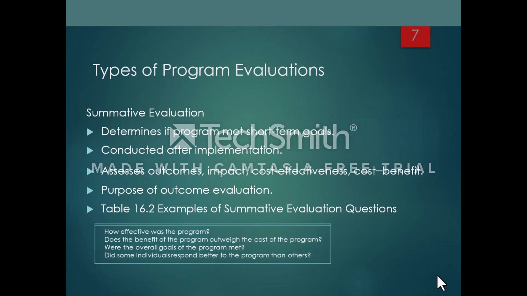How effective was the program? Does the benefit of the program outweigh the cost of the program? Were the overall goals of the program met? Did some individuals respond better to the program than others? So, just some standard questions to use in a summative evaluation.